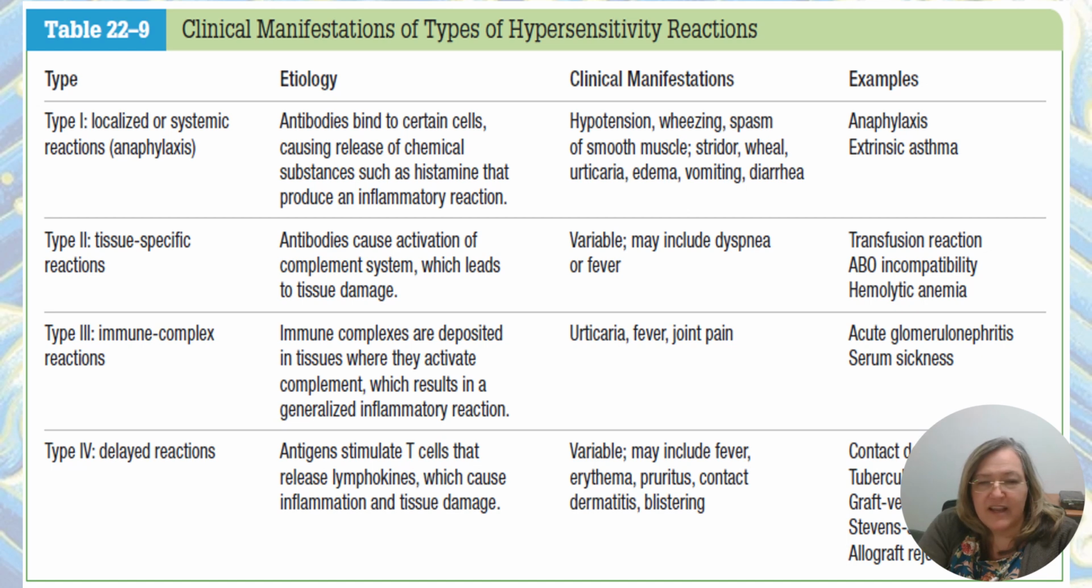Type 1 is localized. The example I would give there is, say you're allergic to nickel in the posts of your earrings. That's very localized. It's not necessarily systemic, but it can progress to systemic if it becomes more and more severe over time. But generally, this is hypotension, wheezing, spasms of smooth muscle, stridor, wheals, and you should look up to remind yourself what wheals look like if you don't remember. Edema, generalized edema, vomiting, diarrhea. So just have an idea of these.